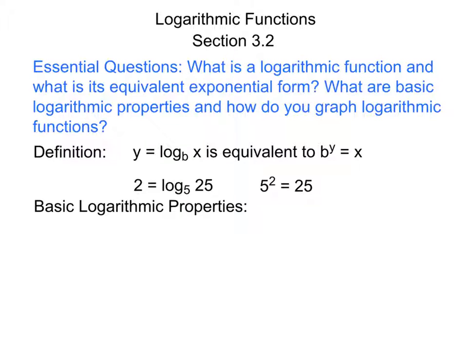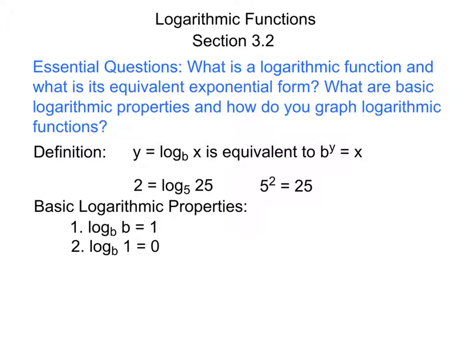So now let's look at some basic logarithmic properties. The first of these simply states that the log to the base b of b is equal to 1. Now if you go back up to the exponential form, all we're basically saying here is that b to the 1 is equal to b, which is obviously a true statement. So the log to the base b of b is equal to 1. That's the first property.